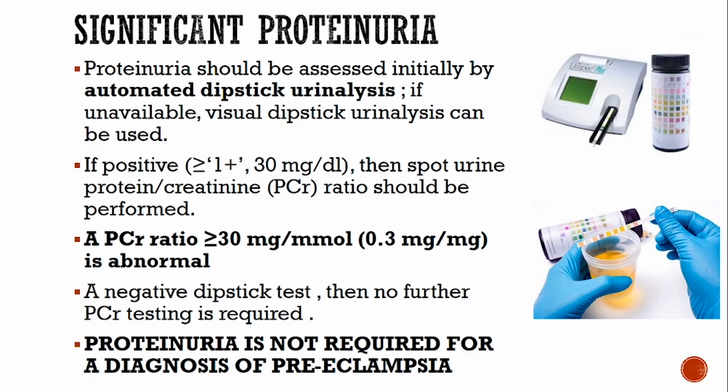Now, this is a rider. Remember we said if it is available: if you measure the automated dipstick and there is 1+ or more, which is equivalent to 30 milligrams, kindly perform a spot urine test for that particular patient. And once you do the spot urine and it is greater than 30, you should also follow up with a 24-hour urine protein collection. However, a negative dipstick does not need any further spot urine testing, because if it is negative, it is unlikely that there will still be protein in the urine.